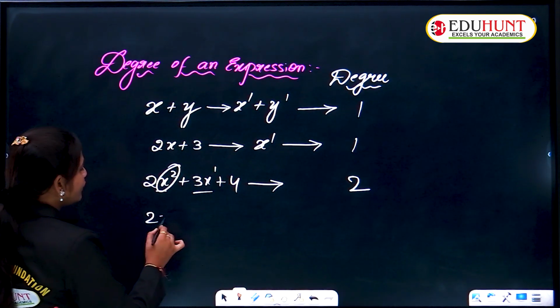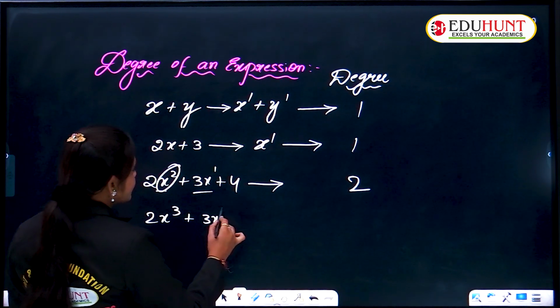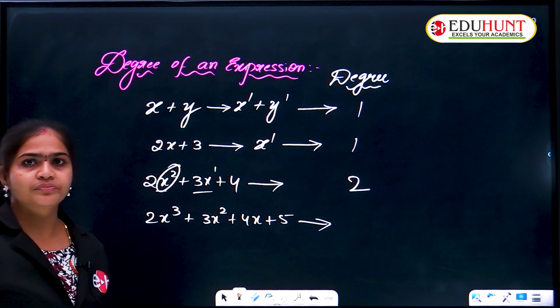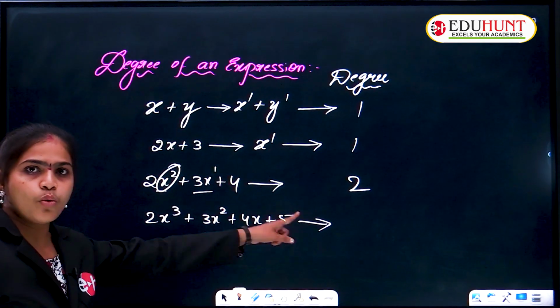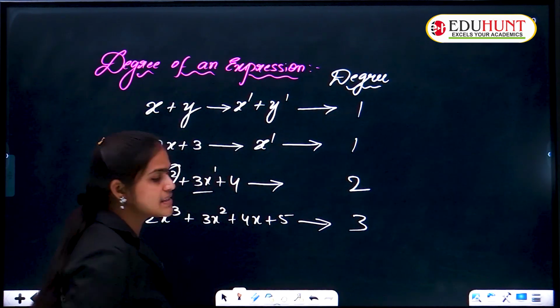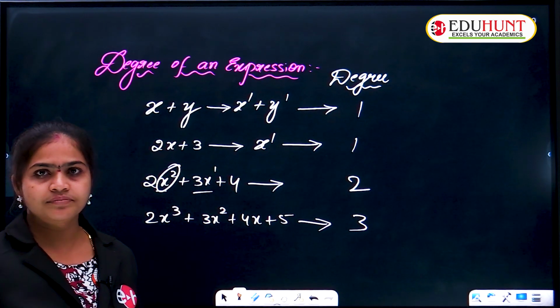And in the same way 2x cube plus 3x square plus 4x plus 5. Then what is the degree here? Degree of this expression, what is that? What is the highest power? Highest power is 3 only, no? That's why highest power is 3. Then degree also 3. Understood?